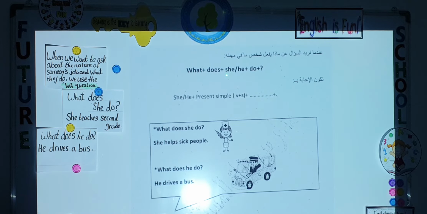So, if the subject الفاعل is a girl or a woman, we use she. If the subject is a boy or a man, we use he. Okay? So, what does she? What does he? Repeat. What does she? What does he? Now faster. What does she? What does he?